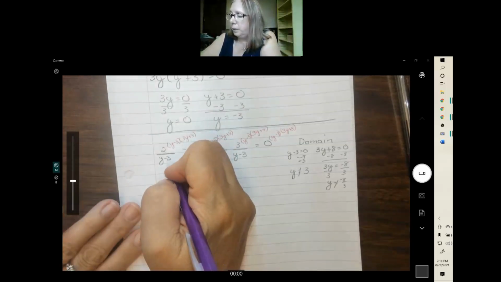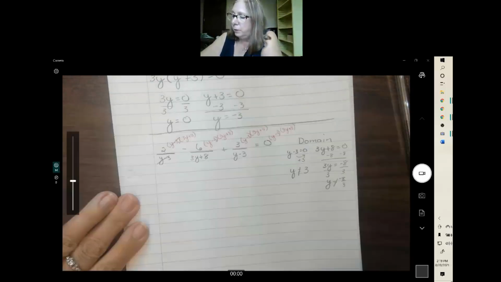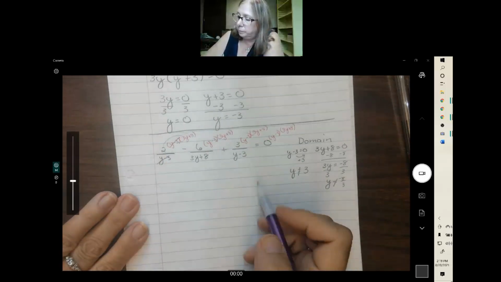Looking at the first group, the x minus 3's will cancel. And then we could distribute the 2 here, or you could write it out.